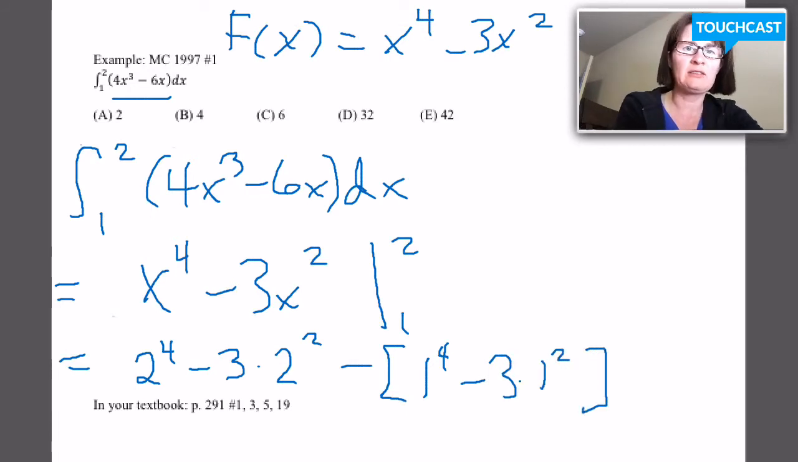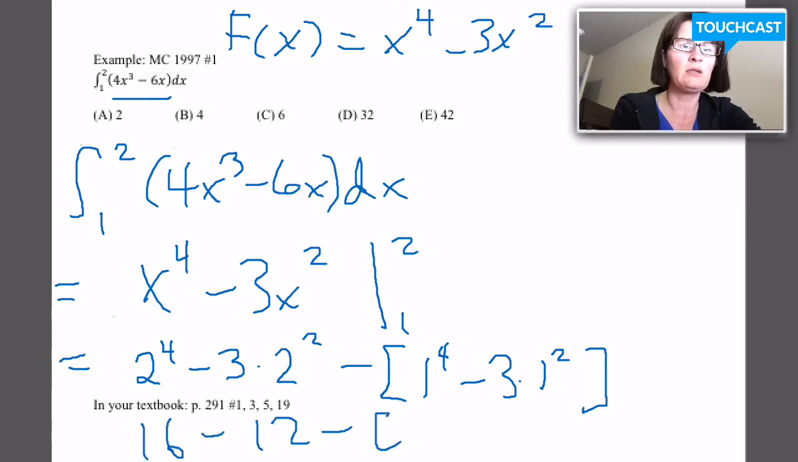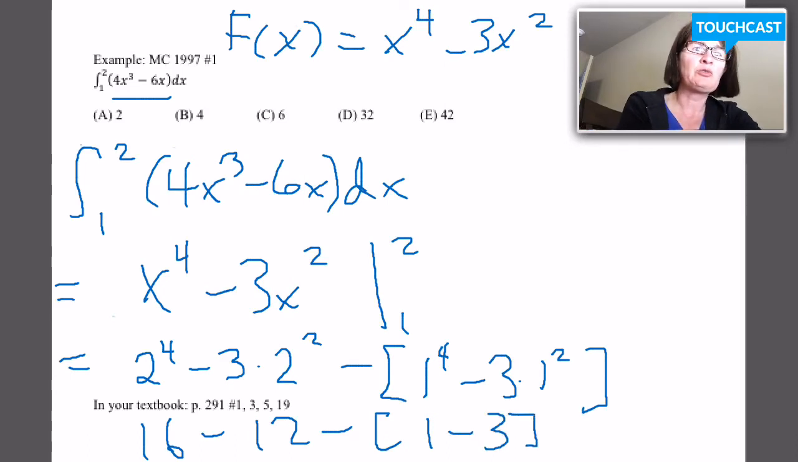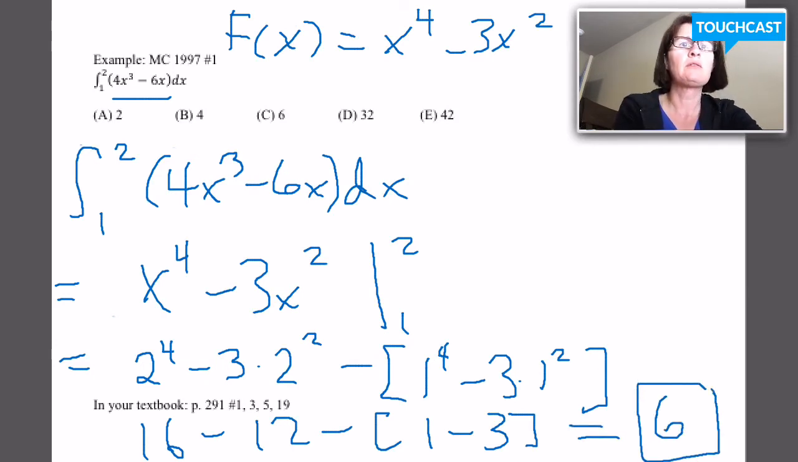And you can simplify this in whatever order works for you. That's going to be 16 minus 12 minus the quantity 1 minus 3. So 16 minus 12 is 4 minus negative 2. It's a final answer of 6. So our answer is C.